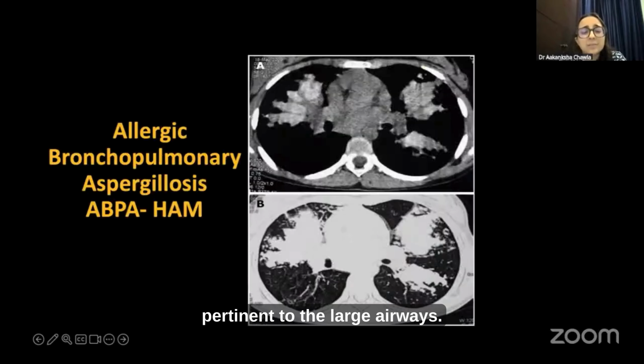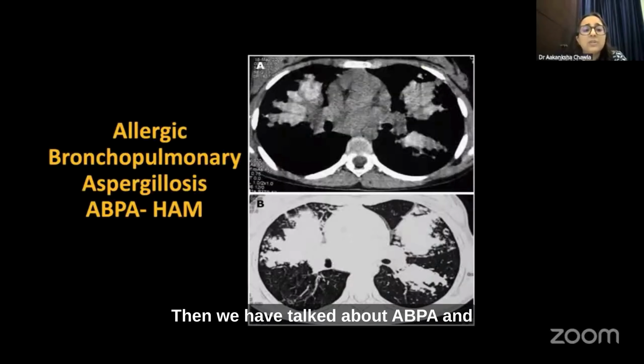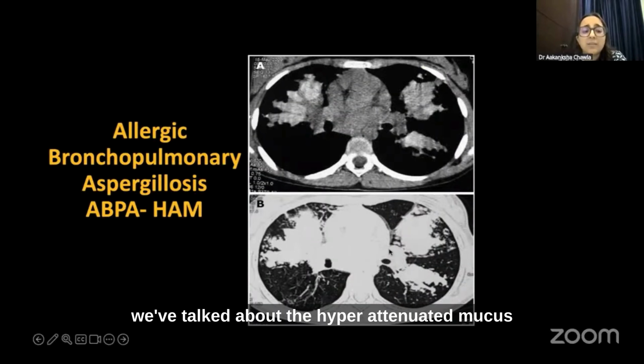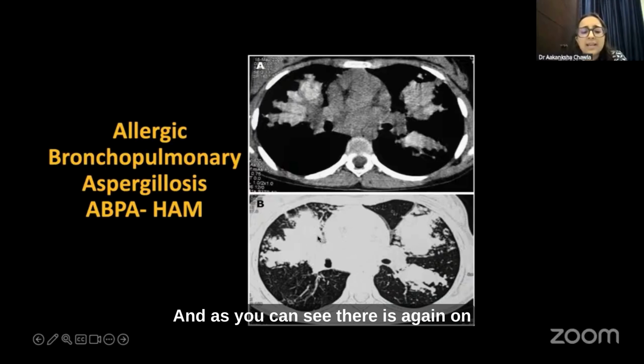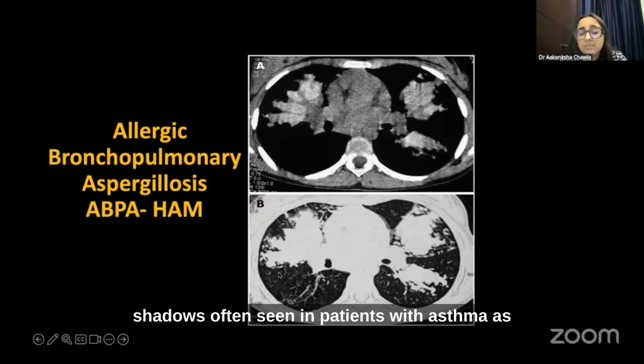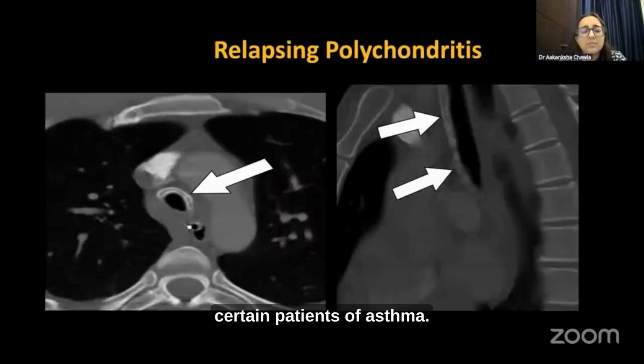large airways. Then we have talked about ABPA, and we've talked about the hyperattenuated mucus variant of ABPA. As you can see, these glove, finger-like projections are because of inspissated mucus in the airways, and it appears hyperattenuated, characteristically seen in ABPA, and it is very pathognomonic of the HAM variant, right? And as you can see, again on the lung window, you can see the presence of the same along with some nodular shadows, often seen in patients with asthma.